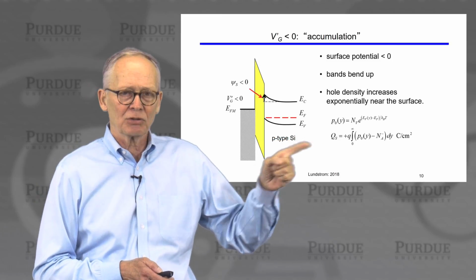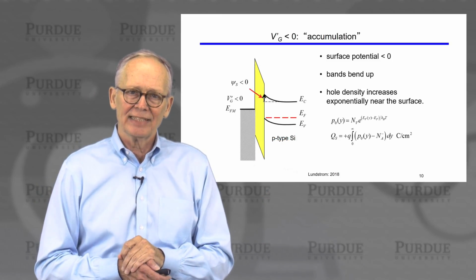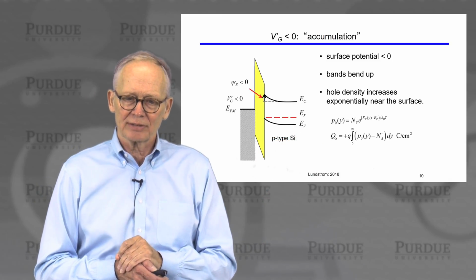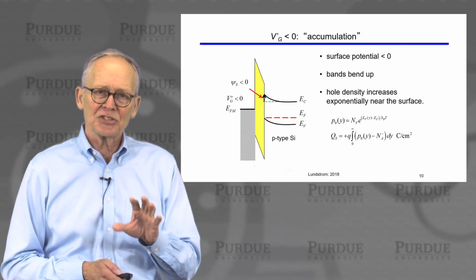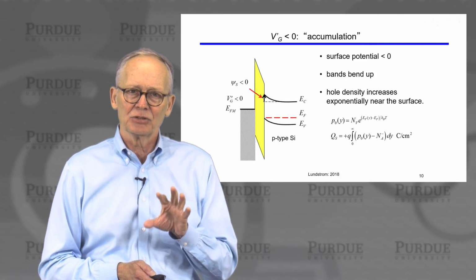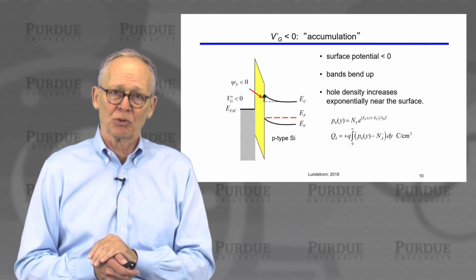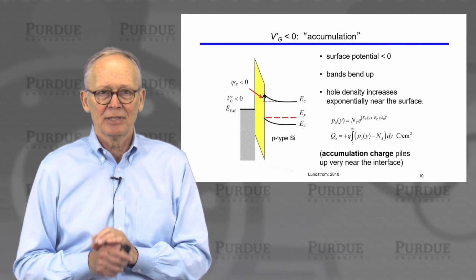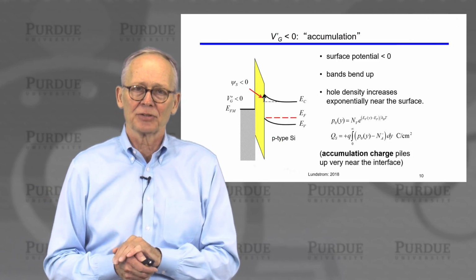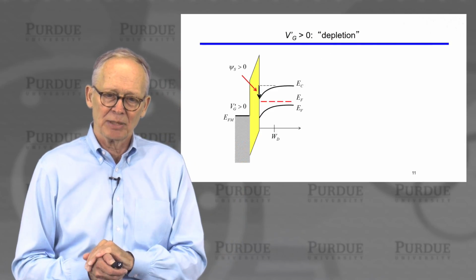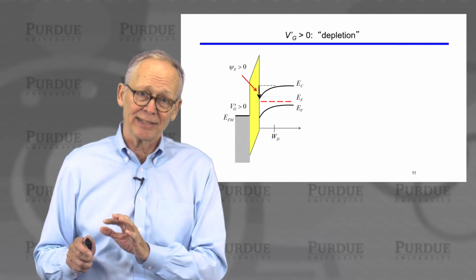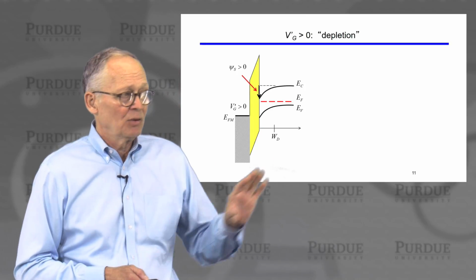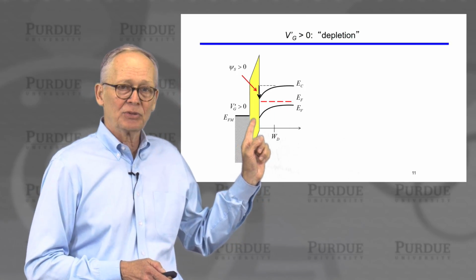When we do this integral, we would find the charge density in coulombs per square centimeter. And that charge density in the semiconductor, Q sub S, will play an important role in our discussions. So, accumulation charge piles up very near the surface and very rapidly as we apply a negative voltage to this P-type semiconductor. Well, what happens if we put a positive voltage on the gate?